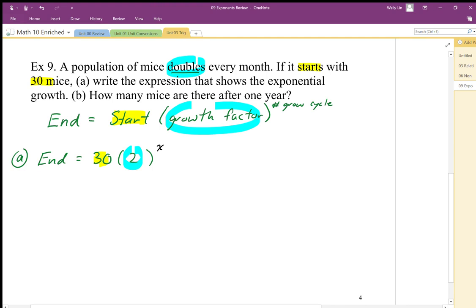So then for this problem here, how many mice are there after 1 year? So we're going to do the end is equal to 30 times 2 to the power 12. And this becomes a really big number. So you can just type that into your calculator and work out that value.